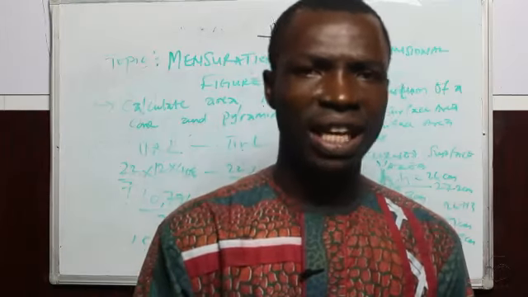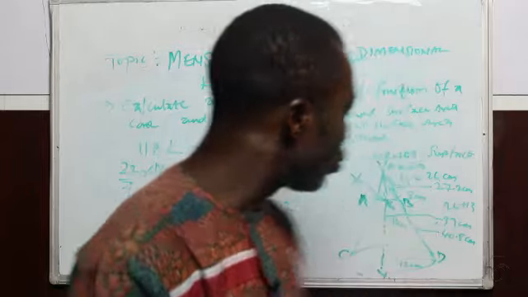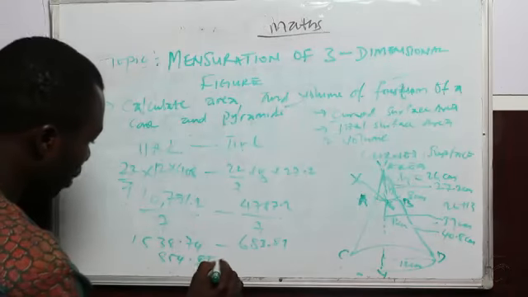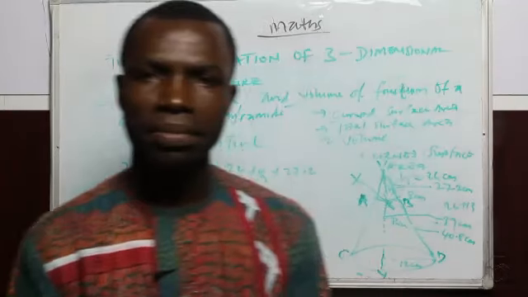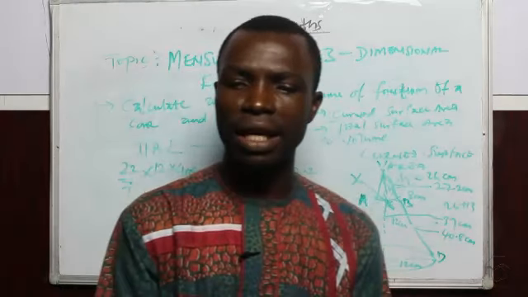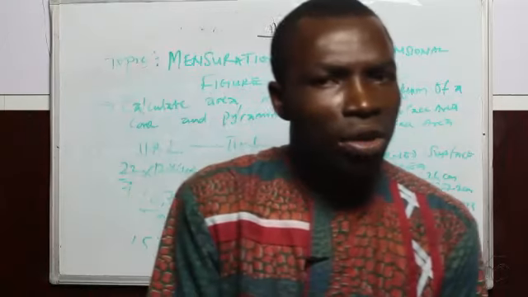Remember, when we are dealing with area, you need to put your units. So the unit here is square centimeter. That is the curved surface area of a frustum. Now, we are not yet through.